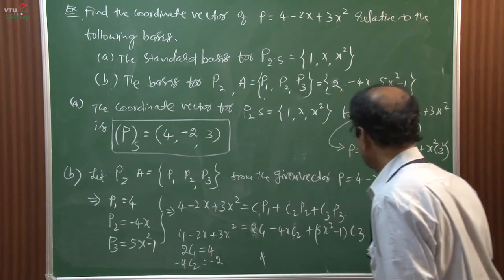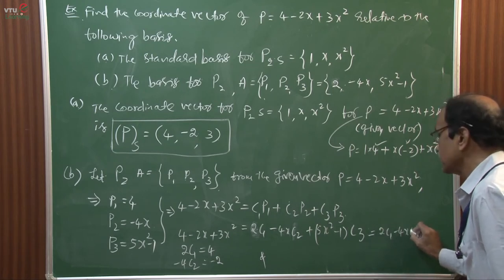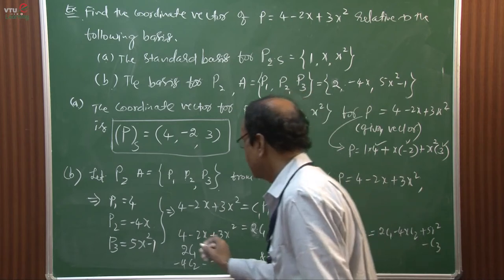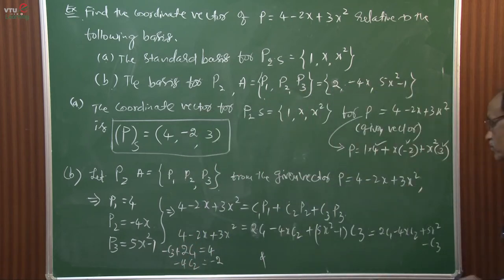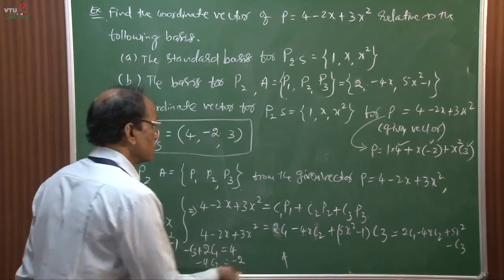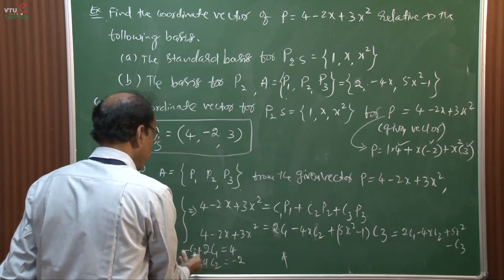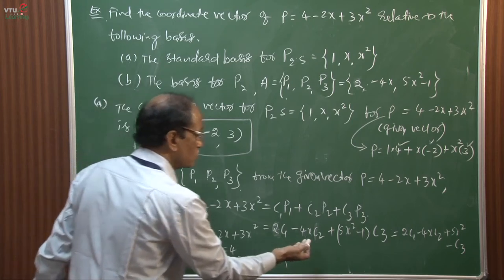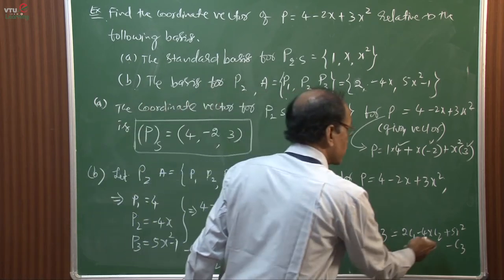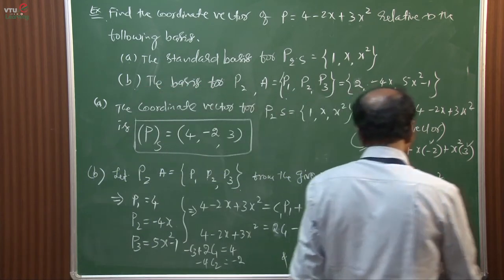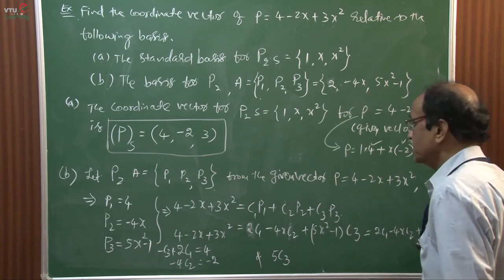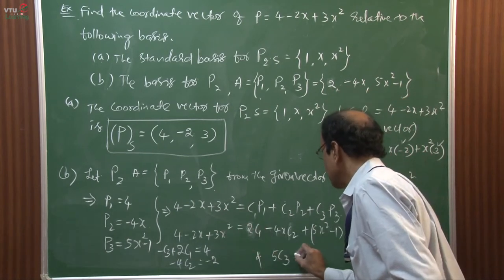That means this can be further written as 2c1 minus 4x c2 plus 5x squared c3 minus c3. So minus c3 can be clubbed with 2c1 because it is independent of the coefficient, meaning it is not multiplied by x or x squared. Therefore, minus c3 plus 2c1 is equal to the constant, and the x coefficient is minus 4 c2 equal to minus 2, and the x squared coefficient is 5 c3, and the left side is 3.